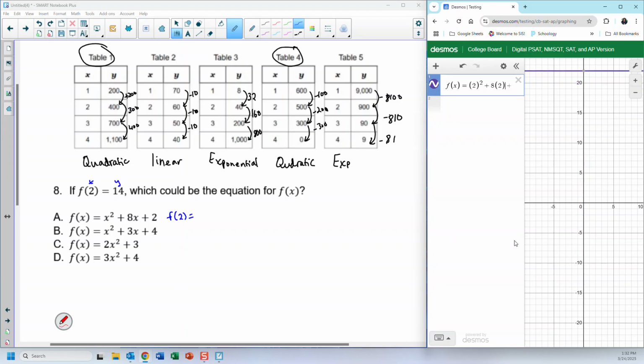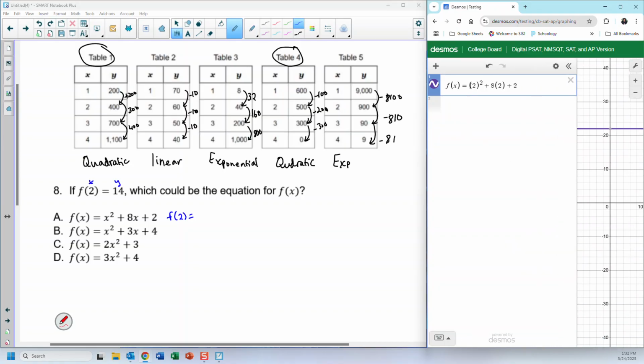It doesn't work like that, does it? Okay, hold on. So let me just take this off. So that equals 22. I'm looking for 14, so that didn't work. But let me show you another way to do this. So you have this. If you just go ahead and plug in f of 2, Desmos will actually plug it in for you and then get you your answer. That's a 22. That didn't work. Let me try again. Let me try the second one.